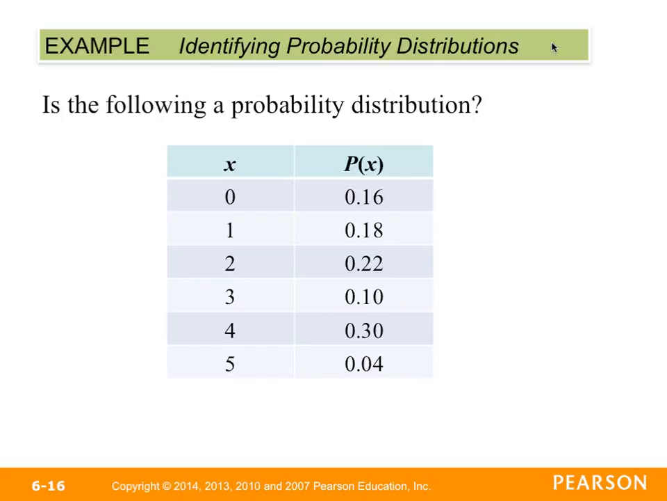Let's look at one more. This one, again, is very similar. This looks good. All of our probabilities are between 0 and 1. And then if you add up the probabilities for this one, the 0.16, 0.18, 0.22, 0.10, 0.3, and 0.04, that one sums to 1. So this one is good. This is a probability distribution.